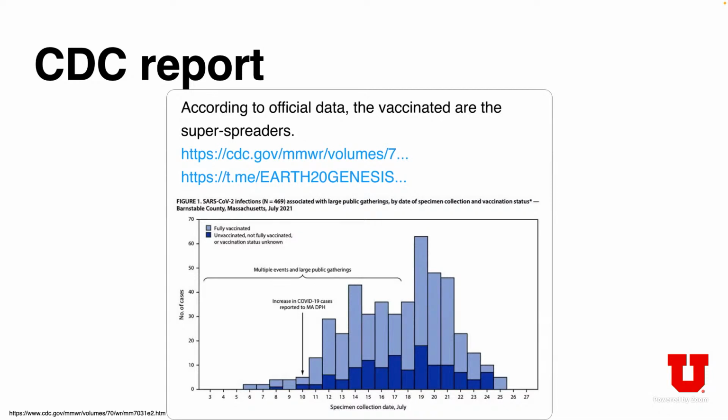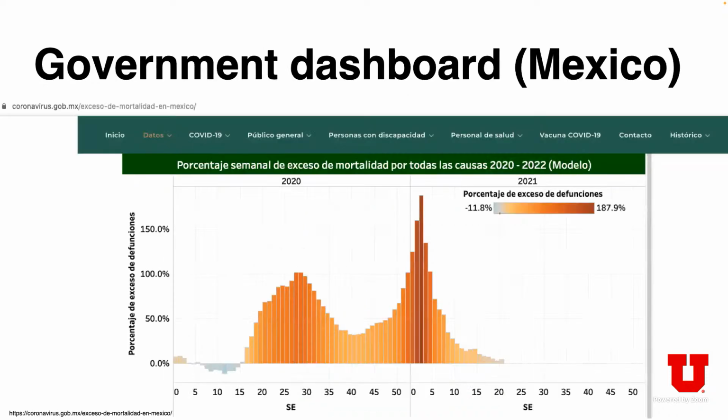Cool. Continuing this topic, let's look at this visualization. This is a coronavirus dashboard from the official Mexican government website. This is a snapshot of excess mortality from the beginning of the pandemic through the middle of 2021. What are your insights from here?